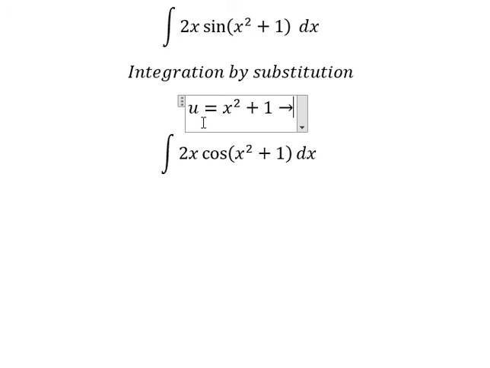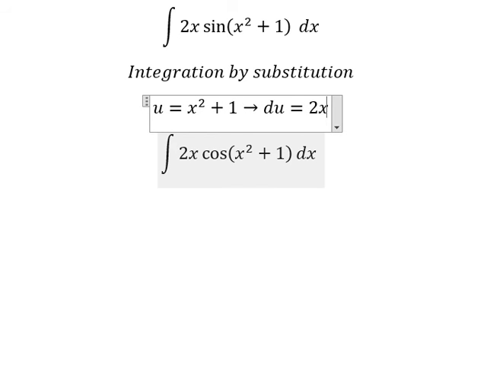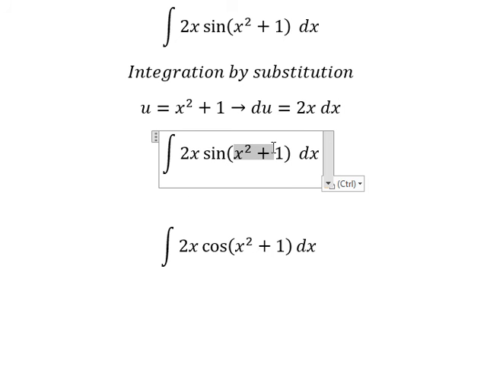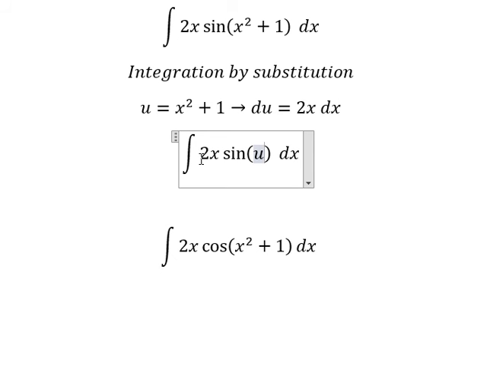Later, we need to first take the derivative of both sides. Here we have 2x, and this one is a constant, so you get 0. And we have it like this. This one we change to u, and 2x dx we change to du.